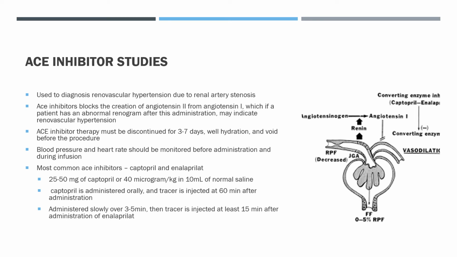As you can see, we would use 25 to 50 milligrams of captopril, or 40 micrograms per kilogram and 10 milliliters of normal saline for the enalaprilat. Captopril is administered orally, and the tracer would be injected at 60 minutes after administration. The enalaprilat is administered slowly over 3 to 5 minutes, and then tracer is injected at least 15 minutes after administration of the enalaprilat.